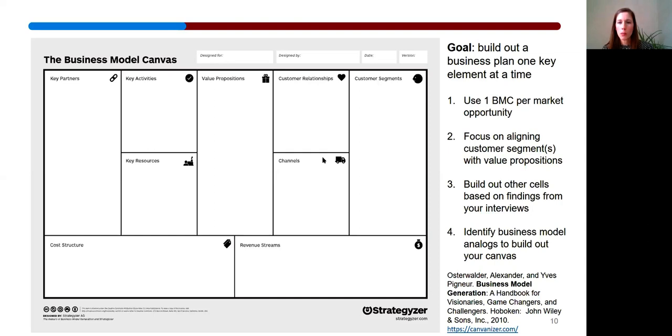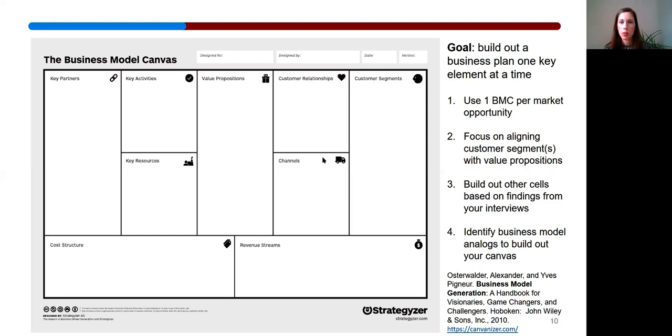And then what we're going to really focus on through customer discovery is trying to align the value proposition with the customer segment. If you have more than one customer segment, let's say you have a two-sided platform, for example, the value proposition for one customer segment will be very different from the value proposition to the others. It's okay to have that on one business model. Sometimes I like to think about lining those up in rows so that it's really clear which ones go with which.